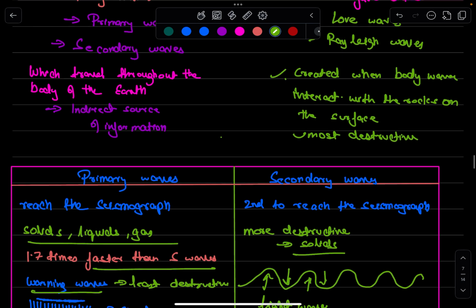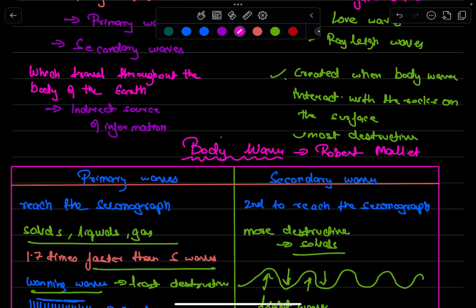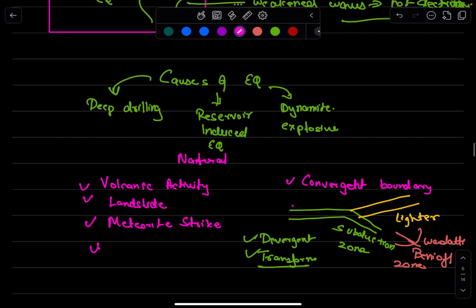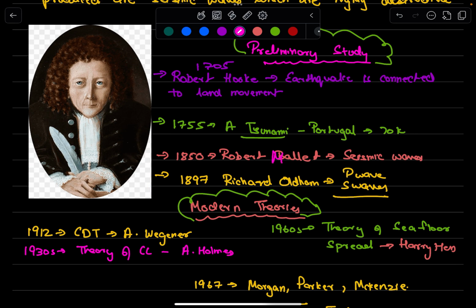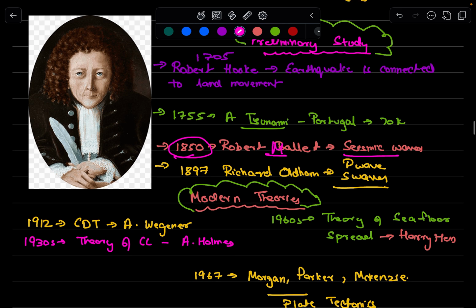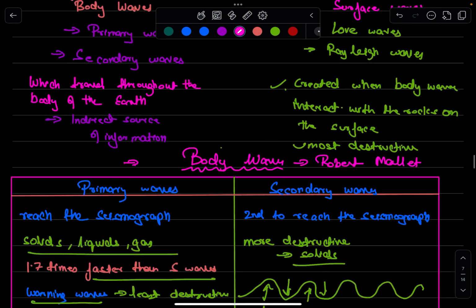So these two are actually body waves, which were discovered by Robert Mallet in the year when? I have written it over here, are you not responding? Robert Mallet, I have written Ballet, I am sorry. Seismic waves he discovered in the year 1850. Thereafter, in 1897, it was Richard Oldham. He said that P waves and S waves are created. So keep this in mind as well.